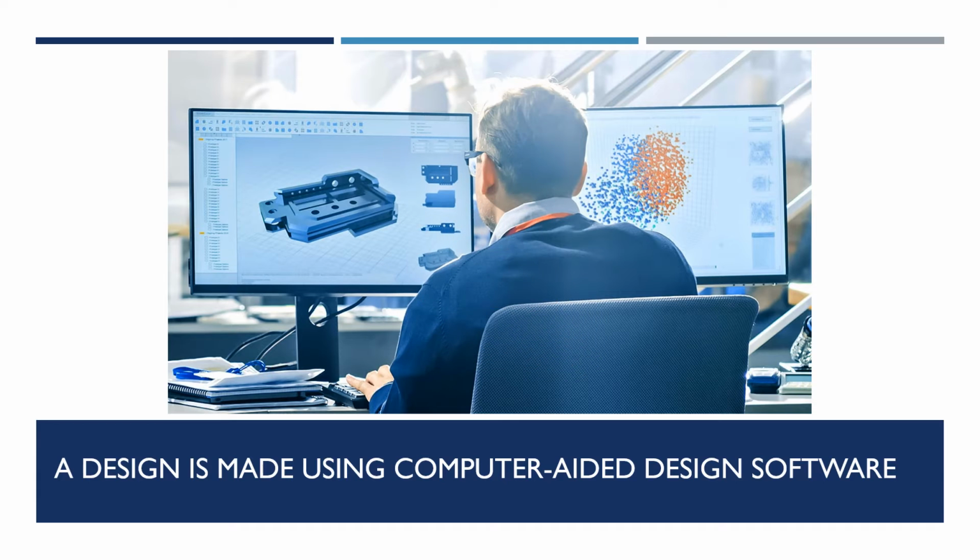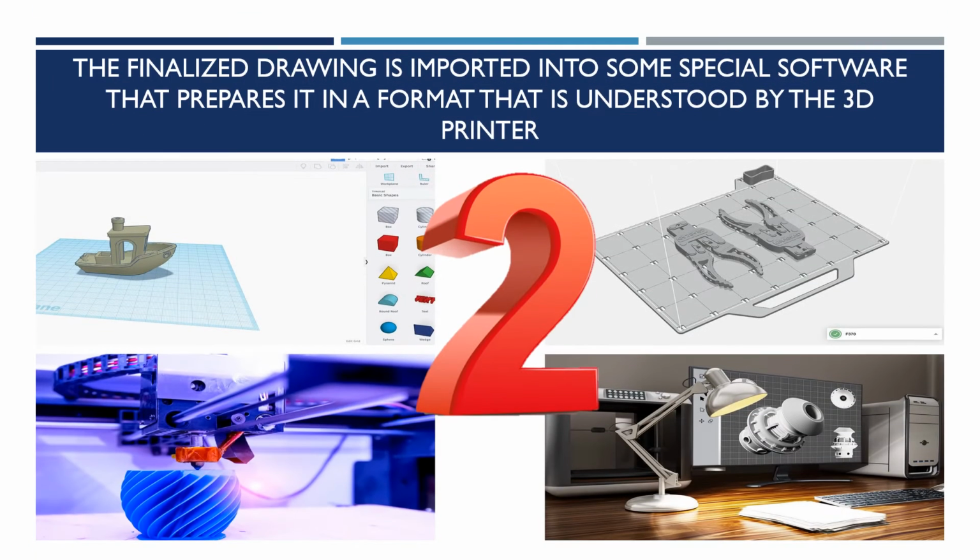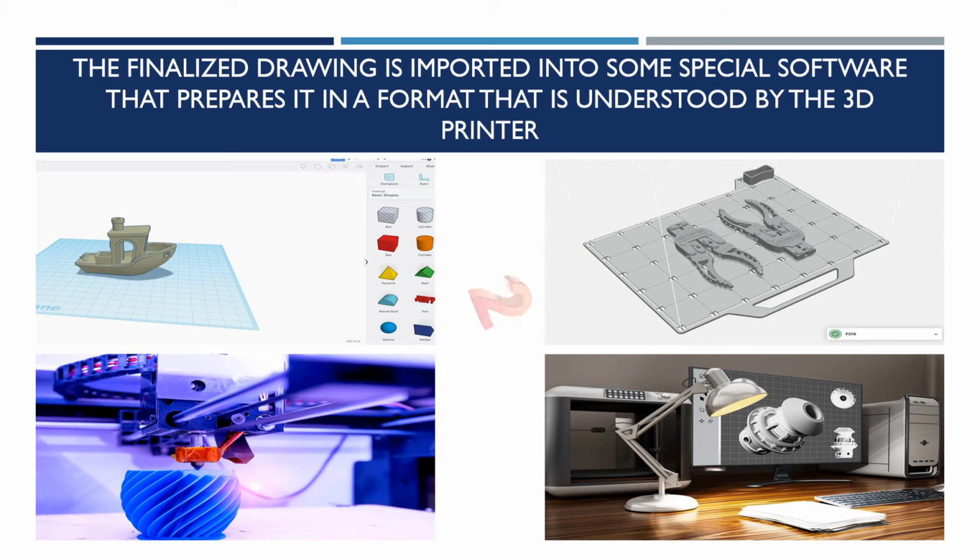Step number 1. A design is made using Computer Aided Design Software or CAD. Next, the finalized drawing is imported into some special software that prepares it in a format that is understood by the 3D printer.